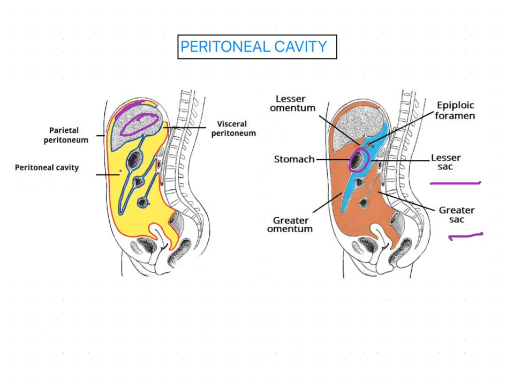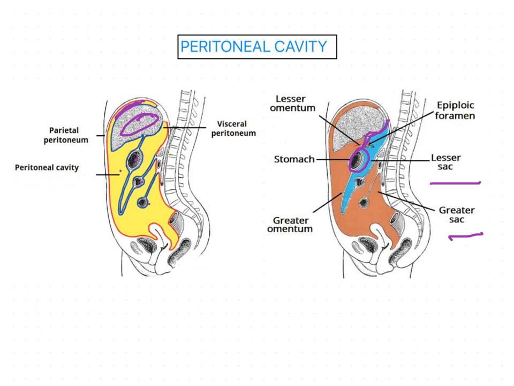The smaller part is situated behind the stomach, as well as the lesser omentum and also the liver. So stomach, lesser omentum, and the liver. Behind these three structures we can find the lesser sac.